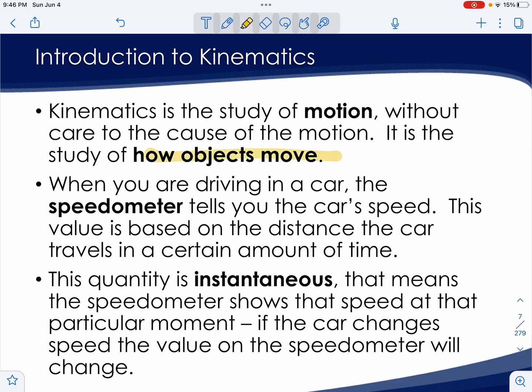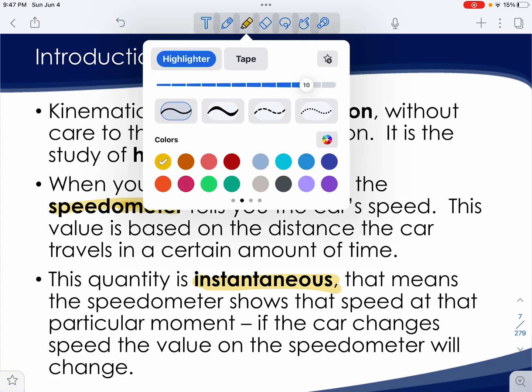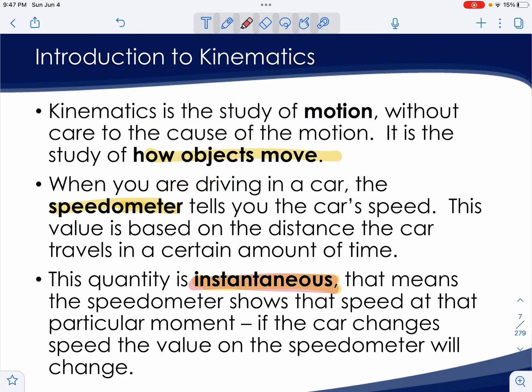When you're driving in a car, the speedometer will tell you the car's speed. And as you push down on the accelerator, the speed changes and the speedometer reads that. This value is based on the distance the car travels in a certain amount of time. This quantity is instantaneous. As you read this, there are certain terms that you should put into your vocabulary sheet, and this is one of them: instantaneous. I know you probably already know what that word means, but this is an important distinction as we move forward. That means the speedometer shows the speed at that particular moment. If the car changes speed, the value of the speedometer will change.